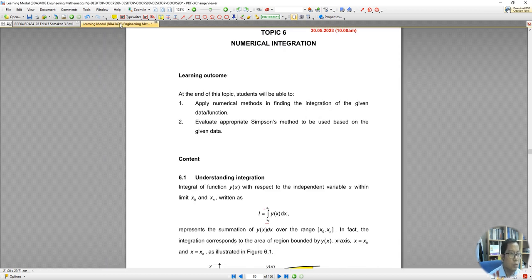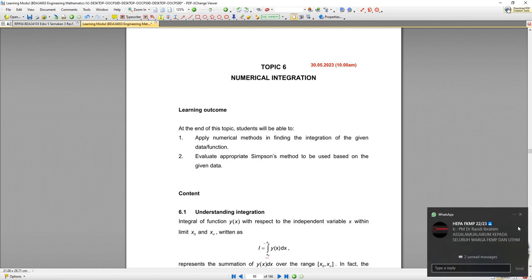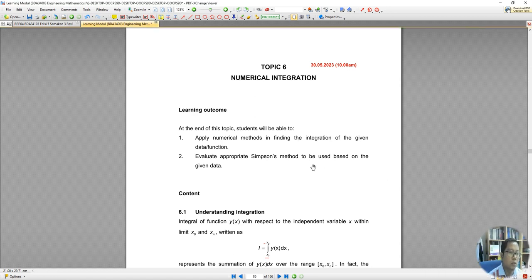So without any delay, I want to start our lesson about Topic 6, numerical integration. The learning outcomes, basically we have two. At the end of this topic, you will be able to apply the numerical method in finding the integration of the given data function. And the second is you will be able to evaluate the appropriate Simpson method to be used based on the given data, as well as the other methods, such as Gauss quadrature and the trapezoidal rule.